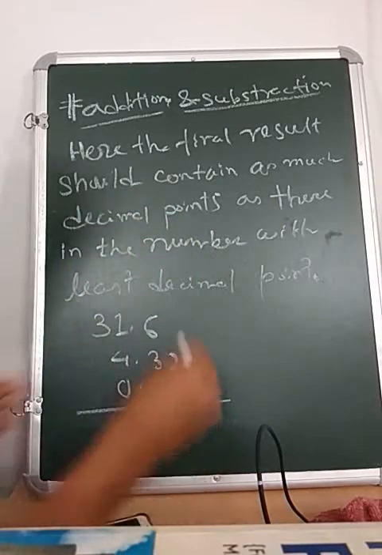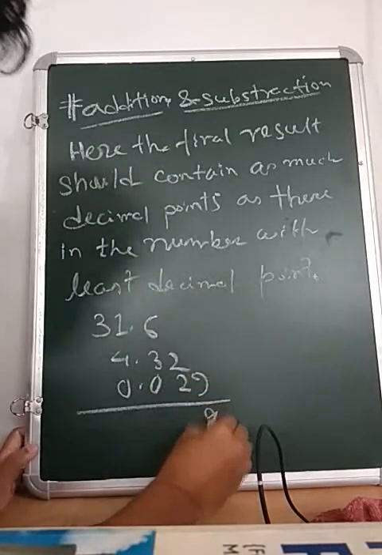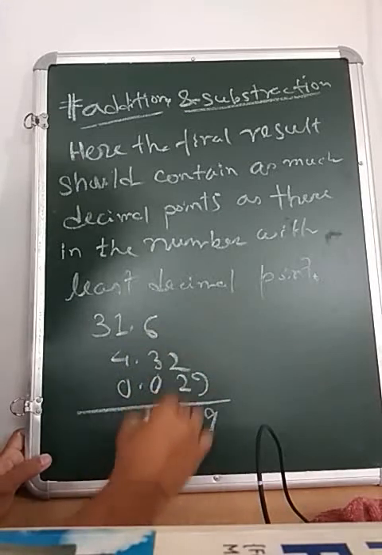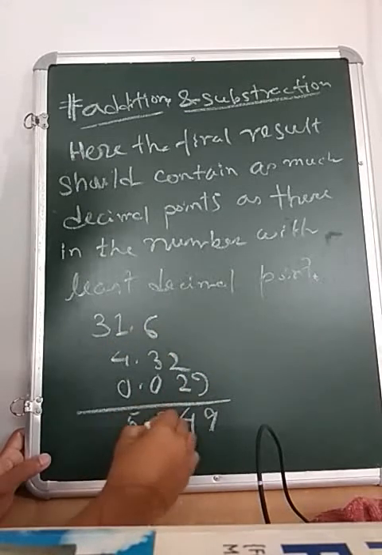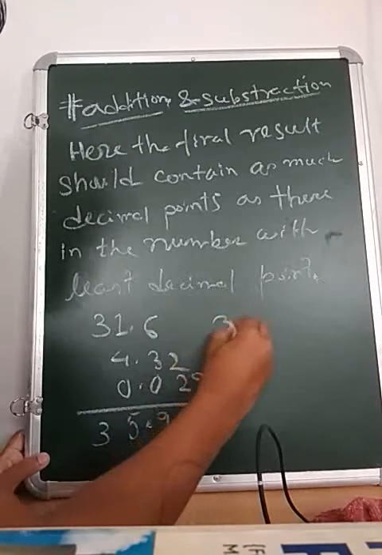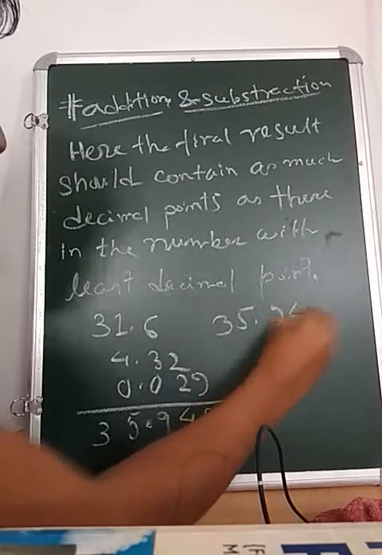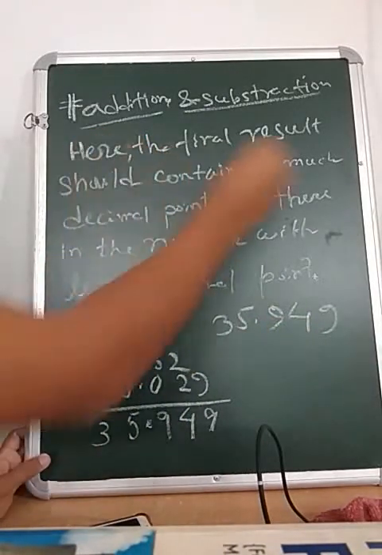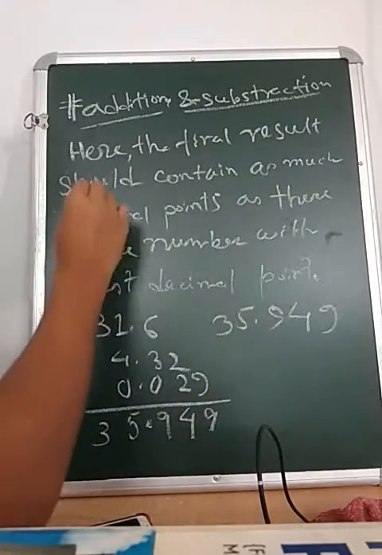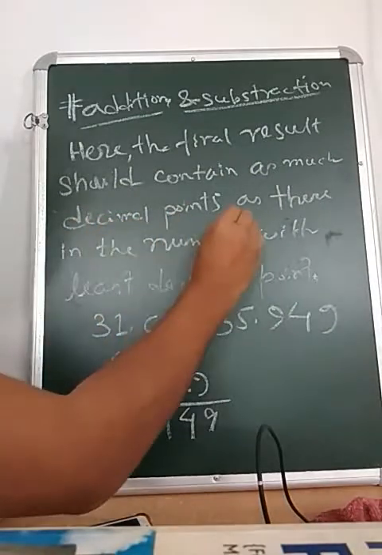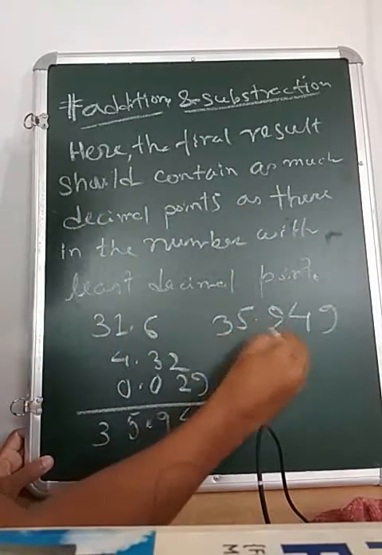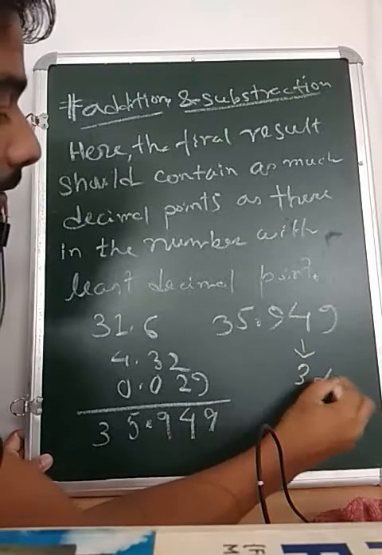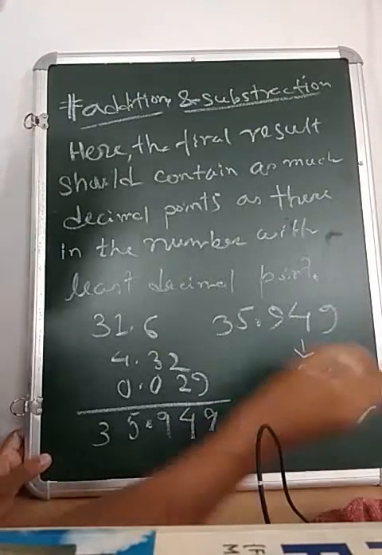After addition, what do we get? The result is 35.949. The rule says the final result should contain as many decimal points as there are in the number with the least decimal points. Here, how many decimal points are in this final result? There are 3 decimal points after addition.